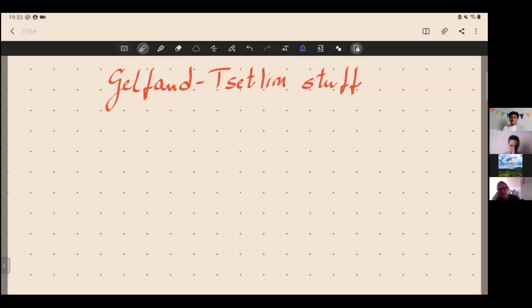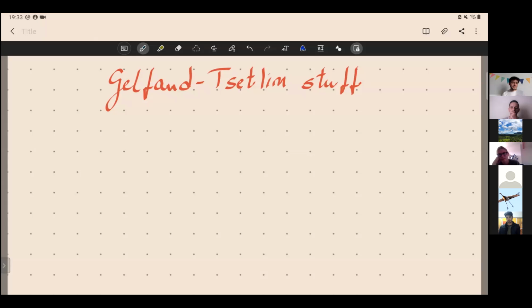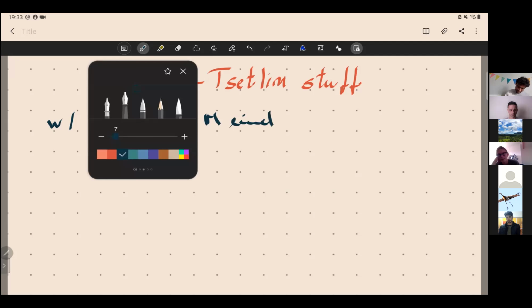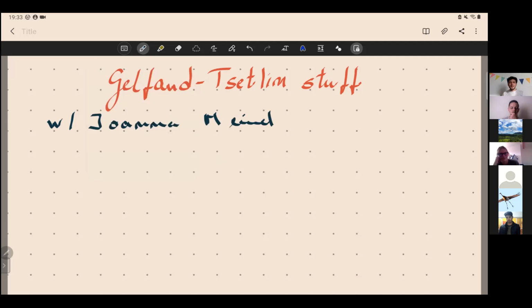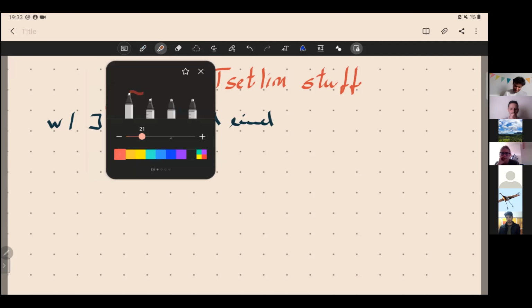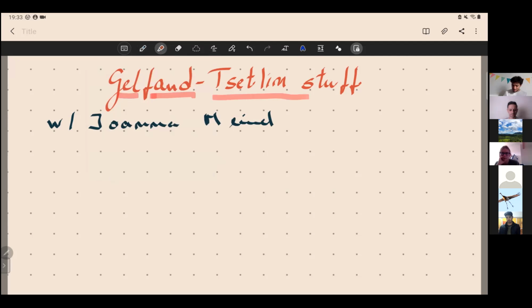I want to give a relatively informal talk on current work. It's not exactly a work in progress. It's more like a project trying to see where this leads. This is joint work with Joanna Meinel, who is joining us today. And it's surrounding some of this Gelfand-Tsetlin stuff, which I have mentioned several times in the seminar.